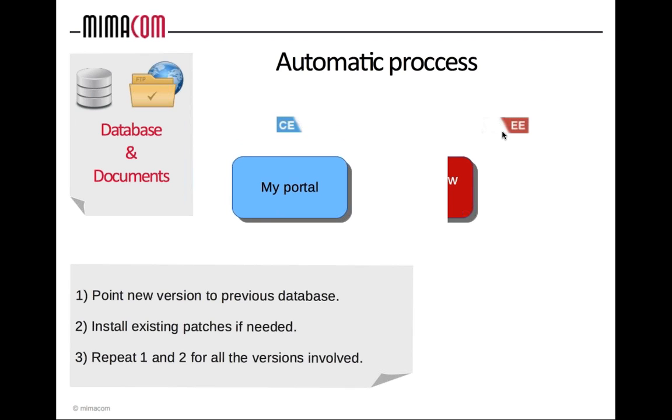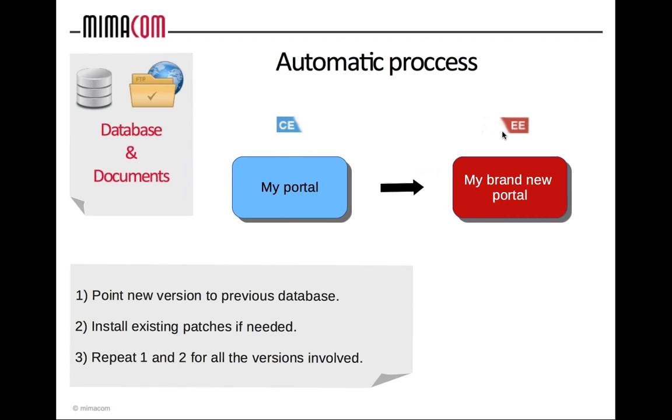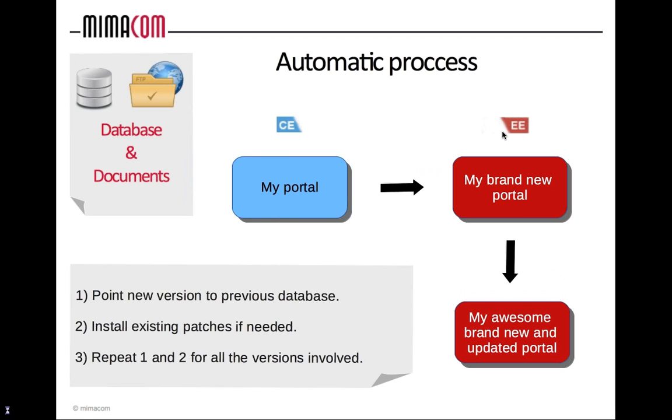So imagine you have here your portal. Your first step is to go with your portal to the enterprise edition. Now you have here your brand new portal that is the same portal that you had before, but now in an enterprise edition. And once you have this process finished, you will need to migrate to your goal version, for example, Liferay 6.2, and you will have your awesome brand new and updated portal. Here is everything. You don't need anything else.